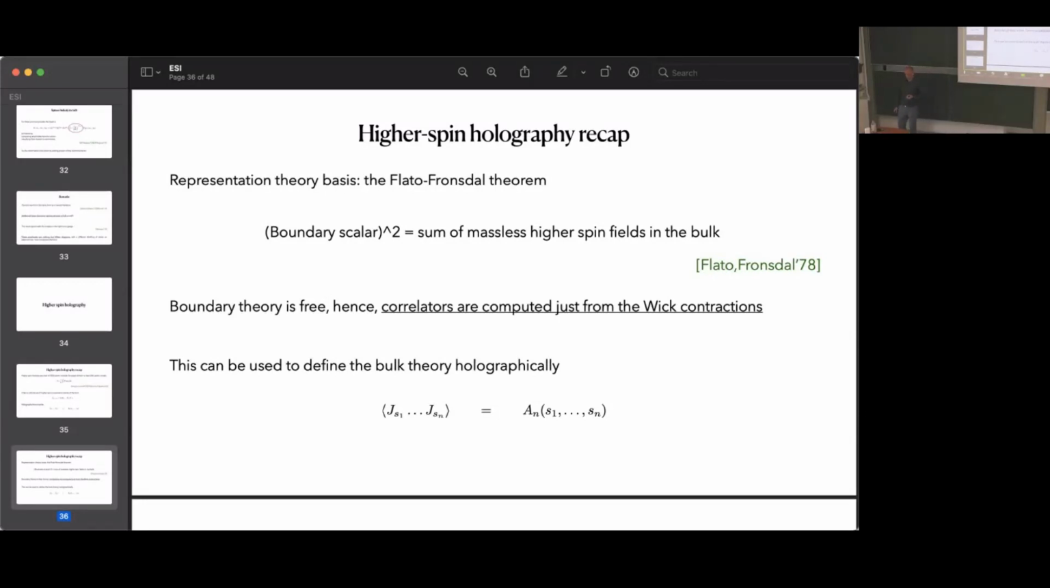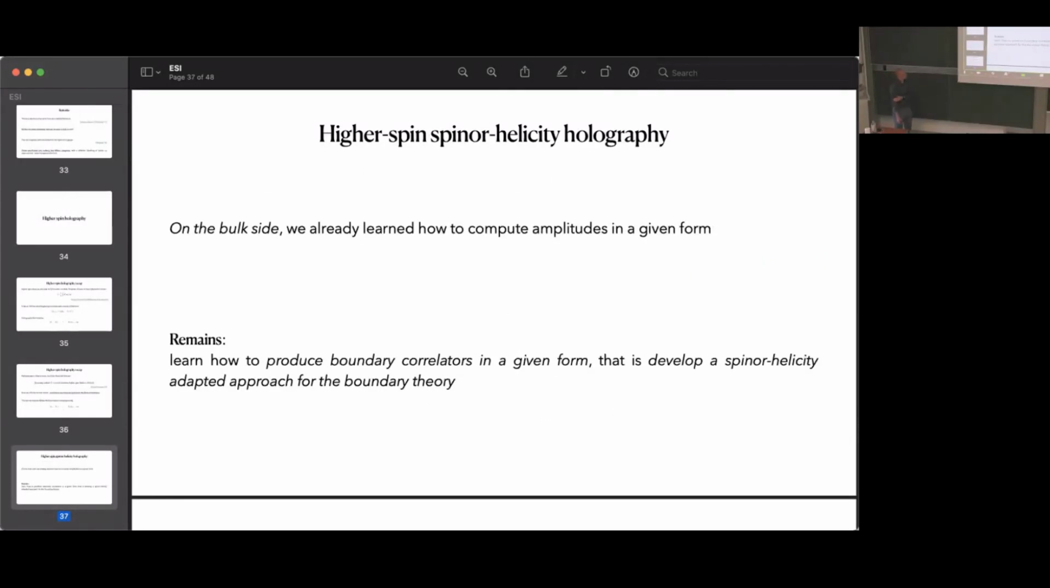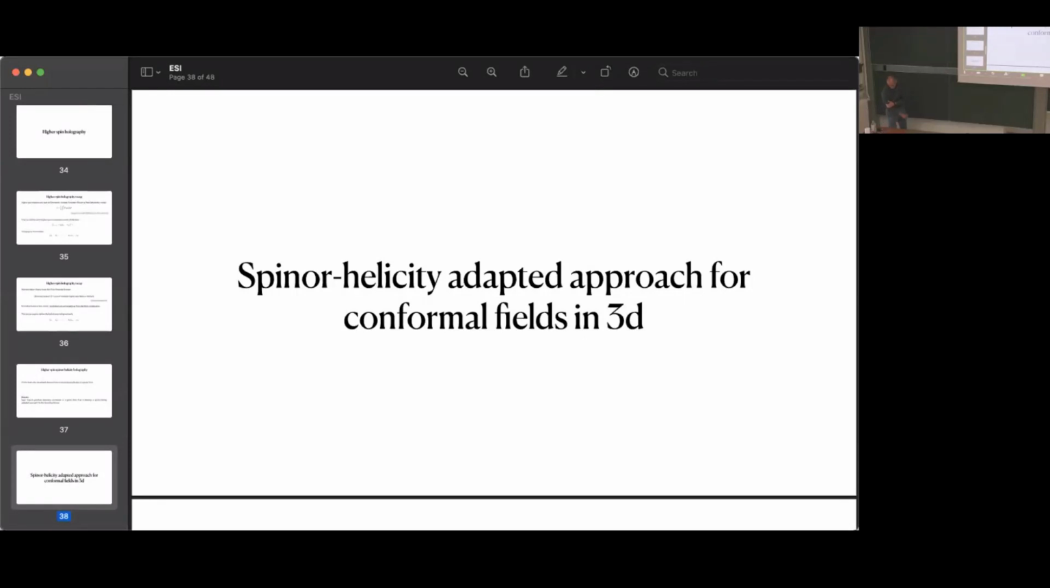So conceptually it's very simple and it has been done many times. The only thing that I want to do is the computation of these correlators in a suitable representation so that I would be able to match the correlators that I get with the results that I computed before in the bulk. Yes, so this is the goal. And what does that mean? That means that we should design some sort of approach for fields on the boundary that would be adapted to the spinor-helicity formalism in the bulk that I used before.